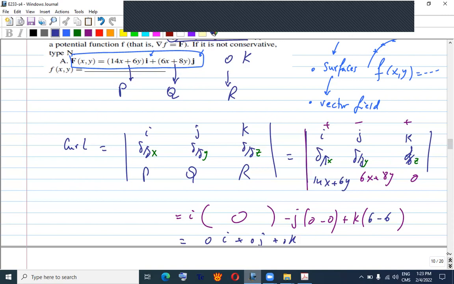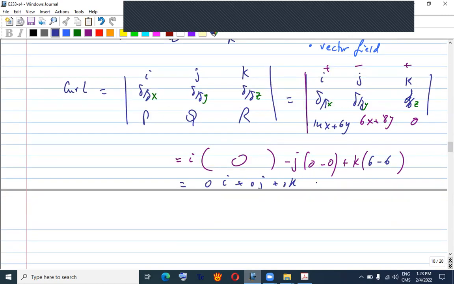Okay, perfect. Curl is a vector, by the way, it's not a value. A curl is a vector. So you can say it's either in this format, ijk, or vector form. Okay, so it means the vector field is conservative.